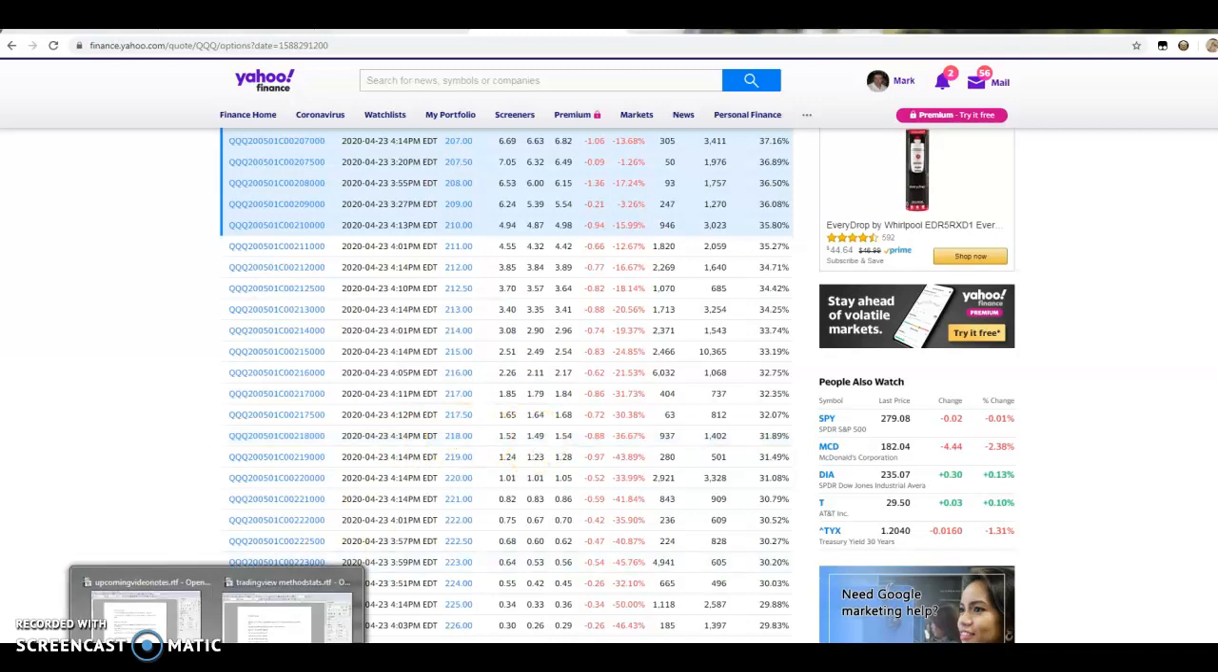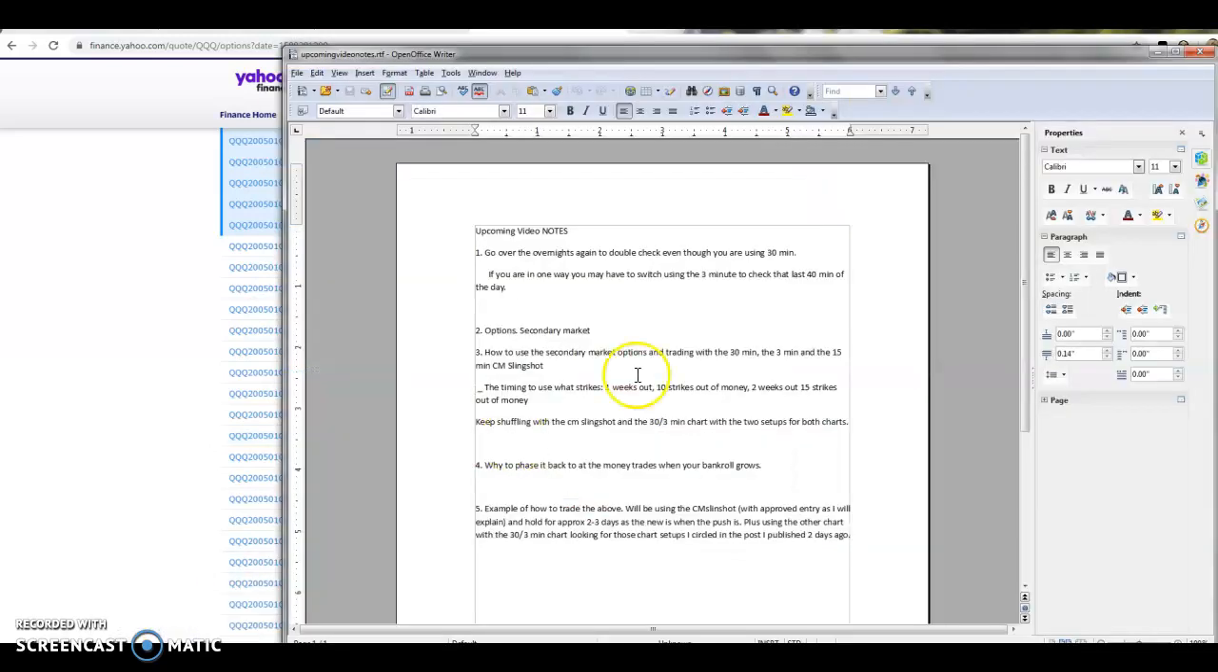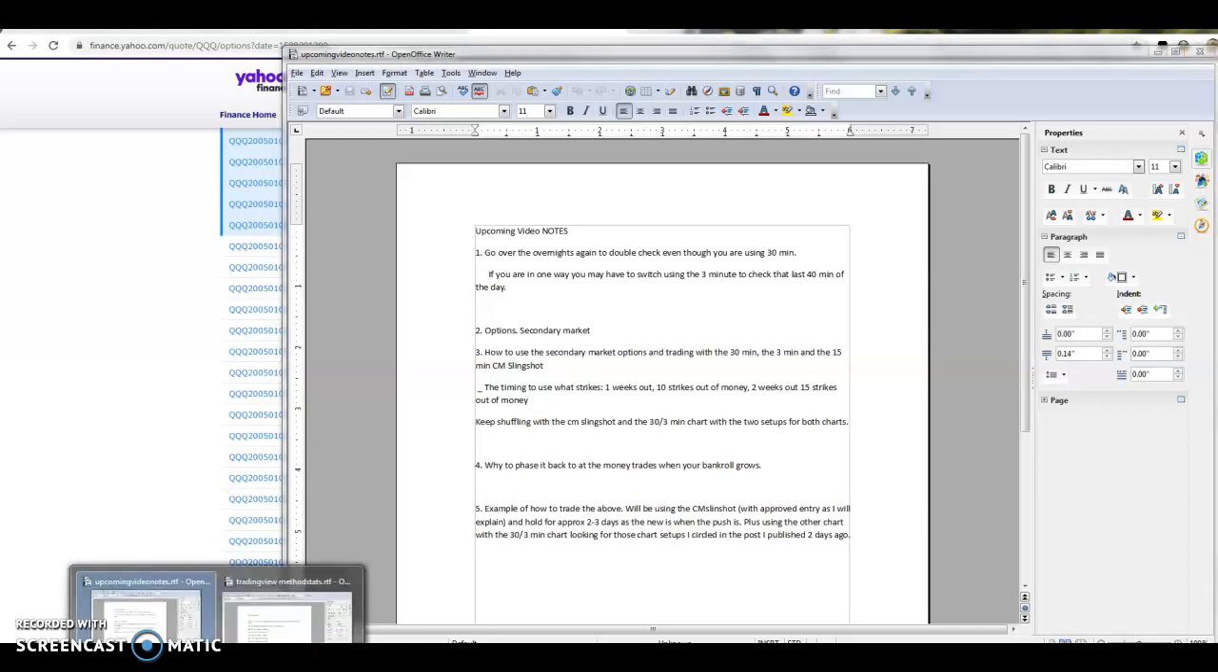Let me see what else it says on the list here. Timing, I just went over that. Keep shuffling. So you could go back and forth between the CM slingshot and the 30-minute chart and the 3-minute chart when you're looking for setups. And to tell you the truth, on the CM, I haven't seen anything all month. So I've just been sticking with the 30 and the 3.